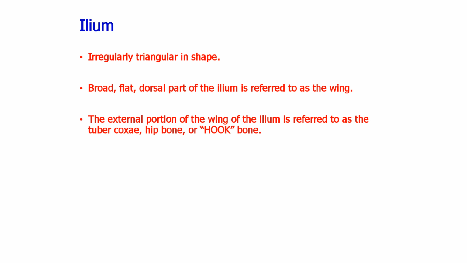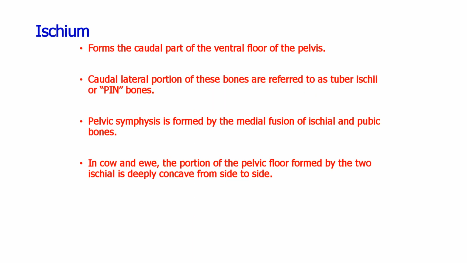Ilium. What is ilium? It is an irregularly shaped bone. Broad, flat and dorsal part of ilium is referred to as wing. Again the parts which I have previously shown you: tuber coxae, also called hip bone or hook bone. Hook bone, as you can see, this is the hook bone or hip bone.